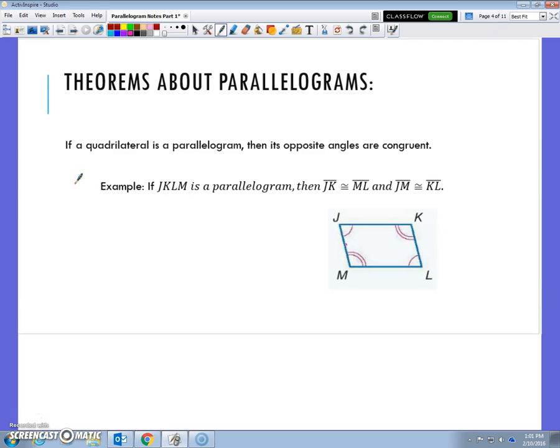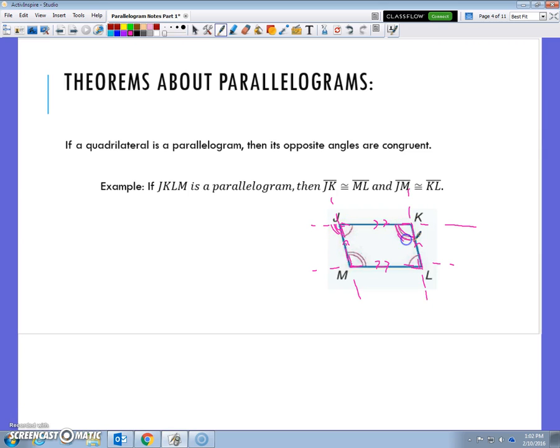So let's take a look at this next theorem about parallelograms. What the theorem says is that opposite angles are congruent. When I say opposite angles, I'm talking about angle M and angle K. Those are opposites, or angle J and angle L. They are congruent. We're going to actually prove it later, but we know this because, and it's easy to remember, if I extended those parallel lines, because after all, parallelograms are made of parallel lines, I would know that this angle is congruent to this angle because this one is alternate interior to this one. And this one is corresponding to this one.